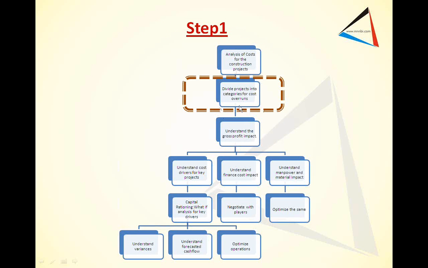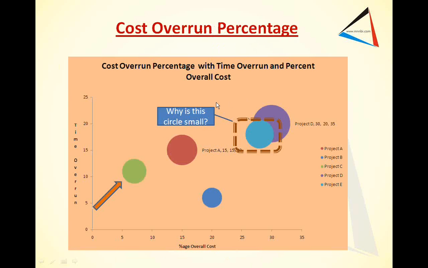First of all, we divide the projects into the categories for cost overrun. Here it is the time overrun percentage, and here it is the percentage of overall cost. So these 5 projects, 1, 2, 3, 4, 5, account for a total of 100%. So this has been divided.